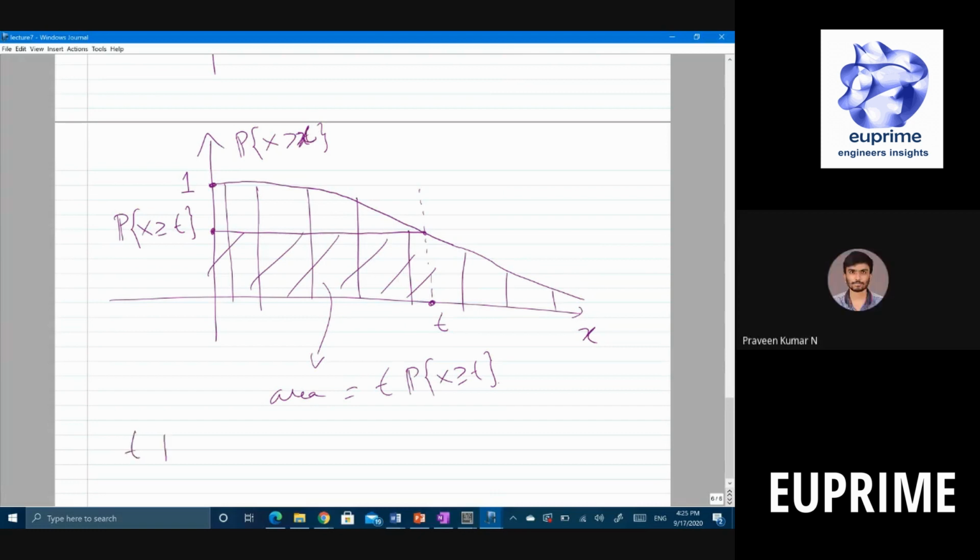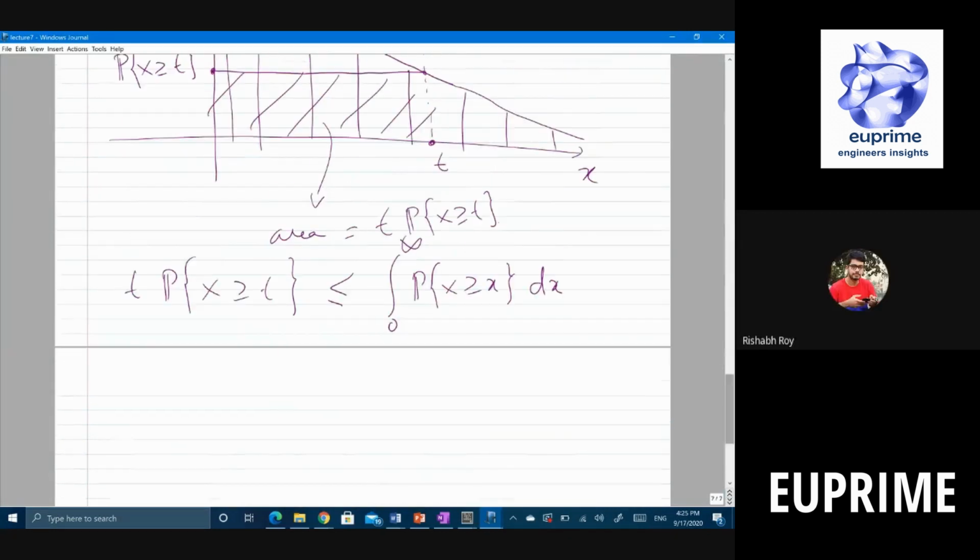So t times the probability of X greater than or equal to t is definitely smaller than the integral from 0 to infinity of the probability of X greater than or equal to x dx. Can you recognize what this is? Expectation. Yes, the expected value of X. This is what we are saying. Is this fine? Yes, sir. Okay, so now let's look at the second one.